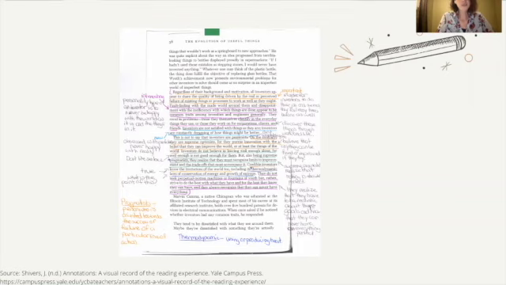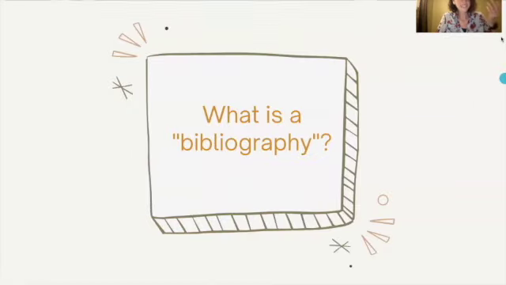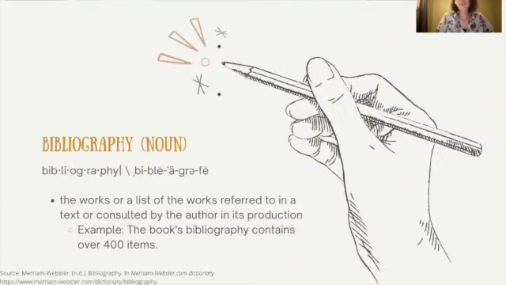But what about the second word, bibliography? What is a bibliography? Well, if you've ever written a research paper, especially in a university class, you've probably included a bibliography at the end of your essay. A bibliography is the works or a list of the works referred to in a text or consulted by the author in its production. For example, the book's bibliography contains over 400 items.